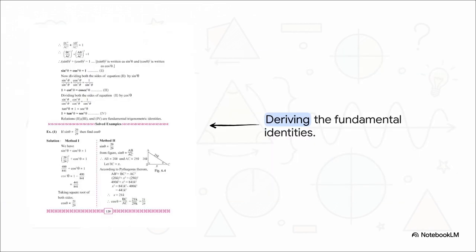But we don't stop there. We can take that very first identity and divide it entirely by sine squared theta.